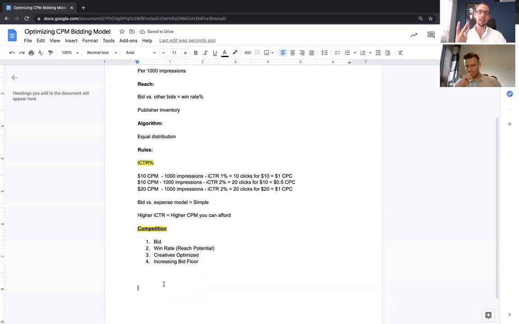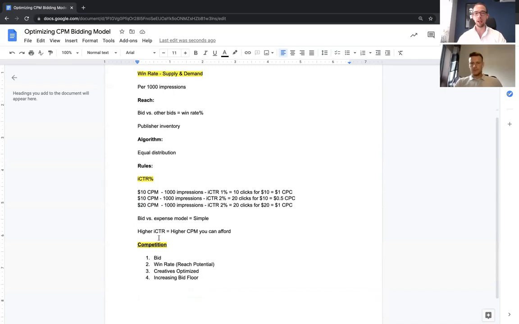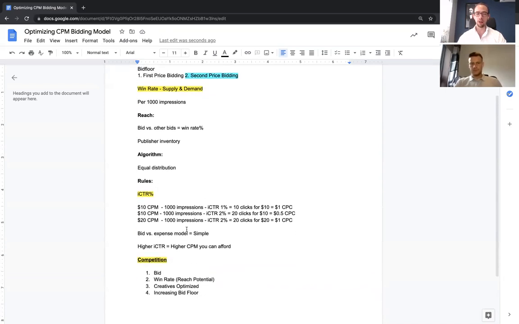So for this example, we say the CPM bidding model is not as complicated relative to a CPC bidding model. However, there are a few very important things, which we have here in the whole list, to consider to be able to make the right adjustments. So the bid, the win rate, the creative optimization, the increasing of the bid floor, and then of course continuously the relative competition.